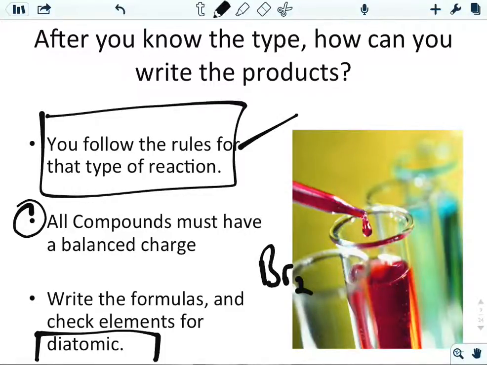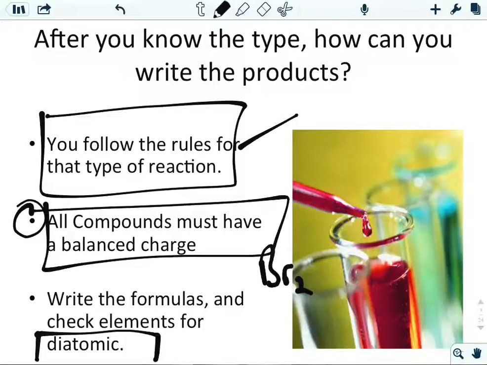Follow rules for that type. What does it produce? Make sure that we crisscross for those ionic compounds, and when we write the formulas and check the elements for diatomics, we always check for diatomics.